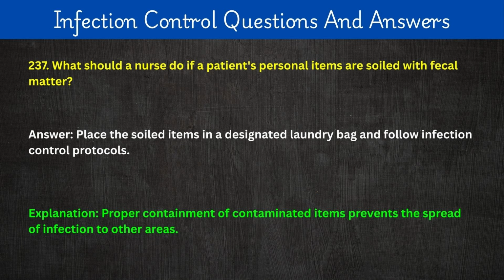237. What should a nurse do if a patient's personal items are soiled with fecal matter? Answer. Place the soiled items in a designated laundry bag and follow infection control protocols. Explanation. Proper containment of contaminated items prevents the spread of infection to other areas.